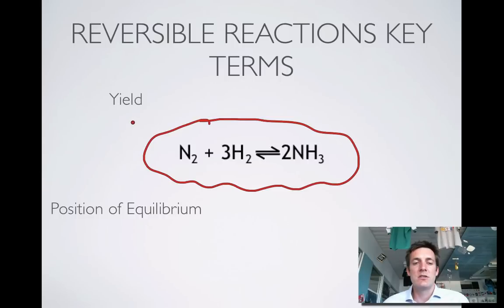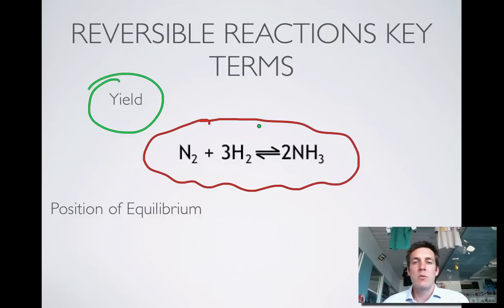So yield, to begin with. Yield is a term that refers to how much of the product we form when the system reaches equilibrium. So if it was 100% yield, then I wouldn't have any nitrogen and hydrogen in my equilibrium system. I'd just have ammonia. If it was a 50% yield, then I'd have half products, half reactants.